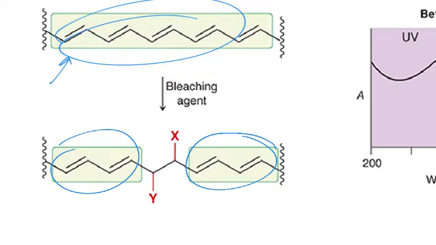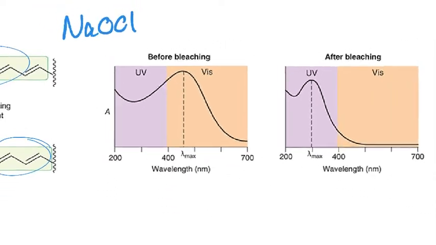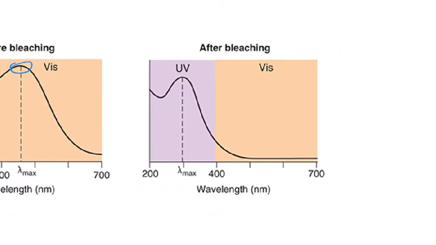So it's still there, but if you change its structure and it's no longer absorbing in the same areas of the color spectrum, then it can make your clothes look white. So you see here's a UV-vis spectrum before bleaching. You have some absorption of ultraviolet and more visible, so it's going to look like a color. Then you add the bleaching agent in there, and now it's not absorbing anything visible because the conjugated double bonds are gone. So you only have UV.